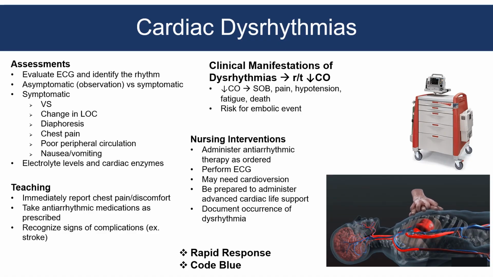So again, signs and symptoms of dysrhythmias are going to be related to decreased cardiac output. This is going to include shortness of breath, pain, low blood pressure, fatigue, and death essentially. And of course, risk for embolic event, including stroke. So your nursing interventions, generally speaking, is to give those antiarrhythmic medications as ordered. Get a 12-lead EKG. They may need a cardioversion, so you should prepare for that.